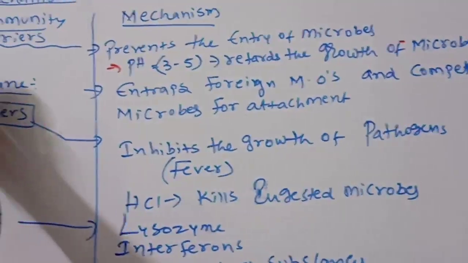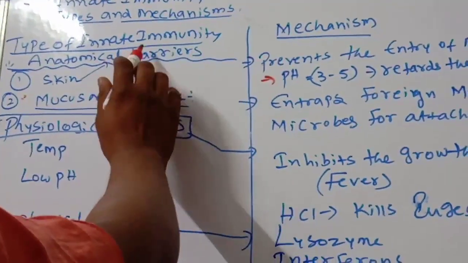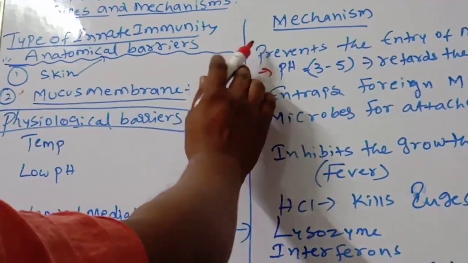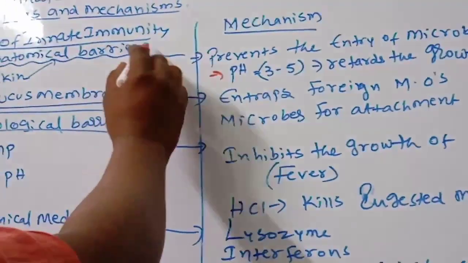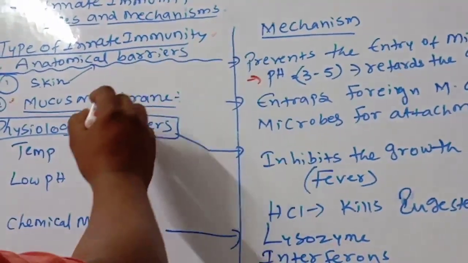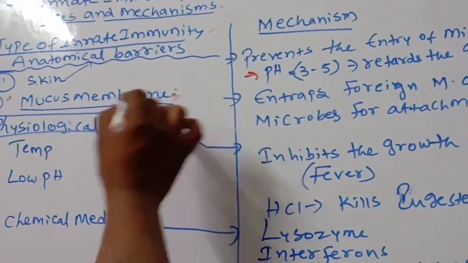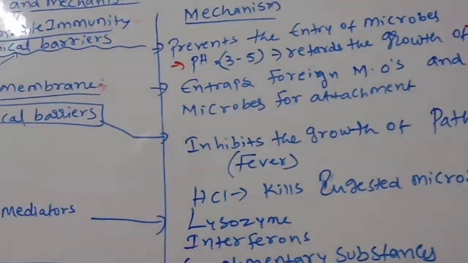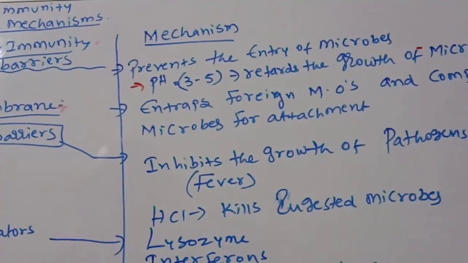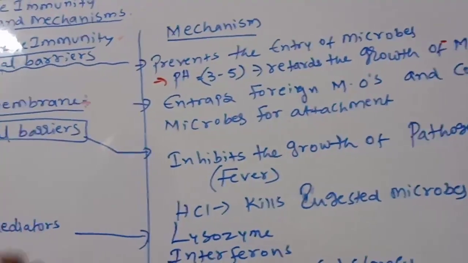Generally, innate immunity is non-specific immunity. It controls the entry of microbes. That's why skin acts as the anatomical barrier in innate immunity. Next, mucous membrane. Mucous membrane entraps the foreign microorganisms and competes with the microbes for attachment.